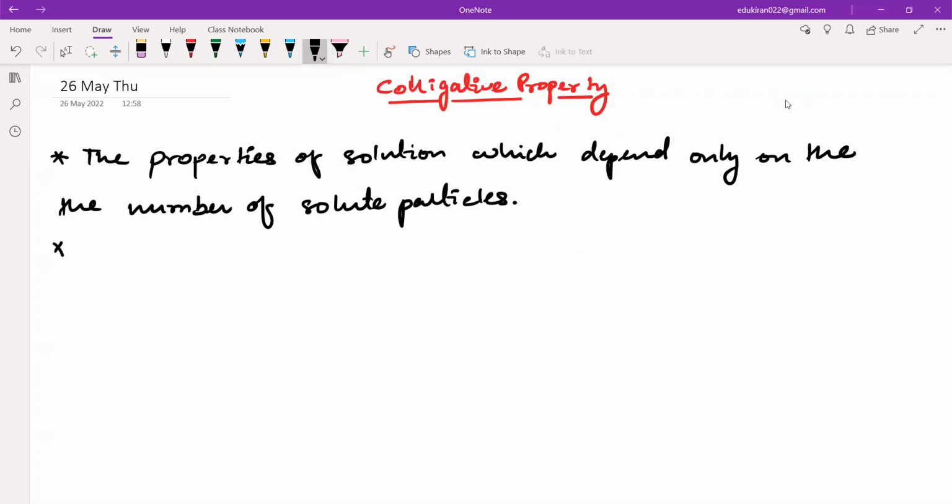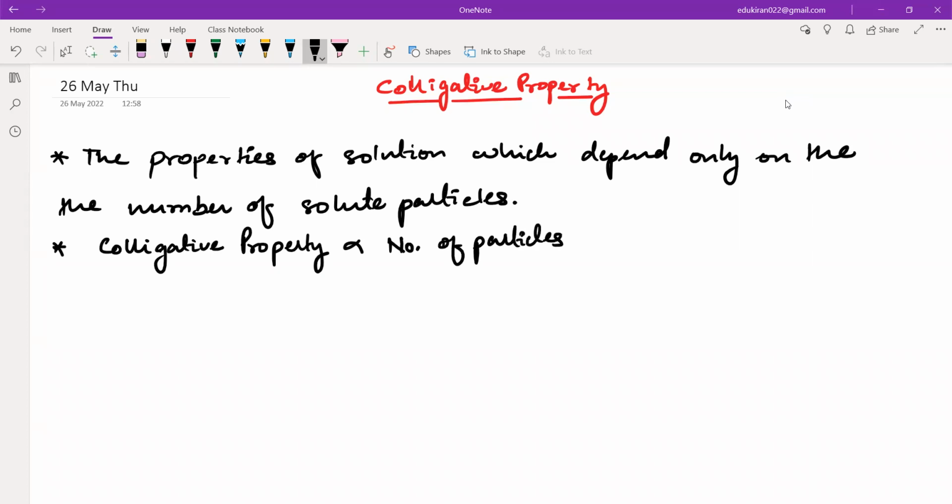And the next point is, if they are only dependent on the number of solute particles, that means we can write: colligative property is directly proportional to the number of particles in solution, which means that it will be inversely proportional to the molar mass of solute.